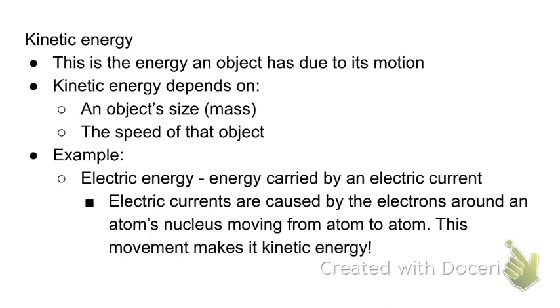In addition to that, having more mass also grants you more kinetic energy. So large objects moving at high speeds have a ton of kinetic energy. Small objects moving at slow speeds have less.